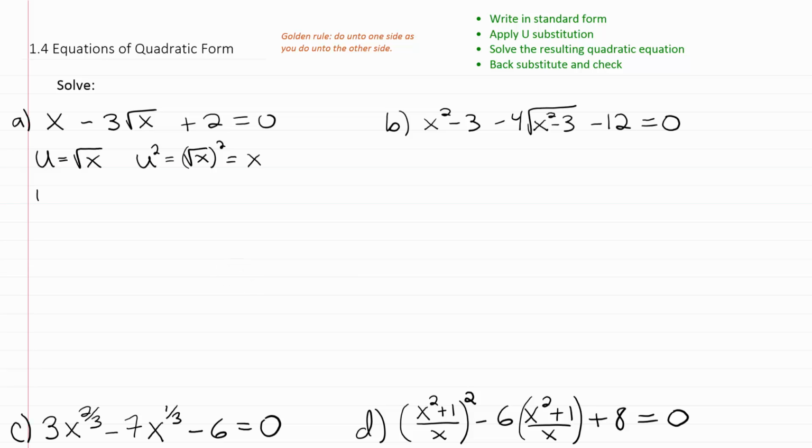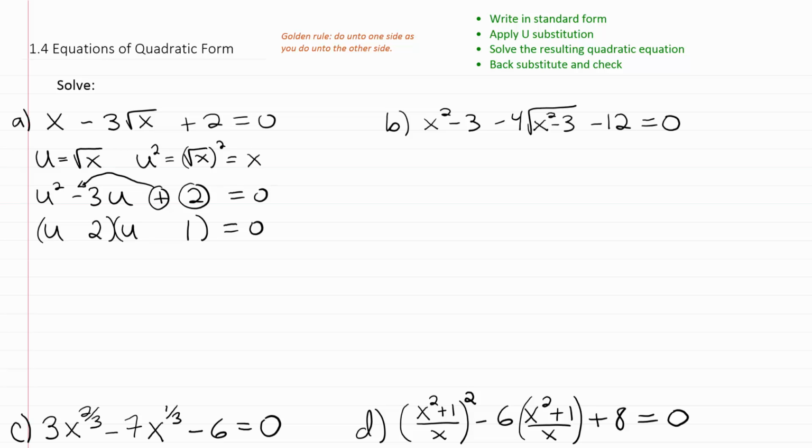So we'll end up having u squared minus 3 times u plus 2 is equal to 0. And then we can try to factor this. So we'll have u, and then factors of 2. So we'll have 2 and 1, and then they both need to be negative because the sign on the right there is positive. So that's two negatives. Okay, so that's factored. Now we have two factors that are multiplied to equal 0, so we can apply the zero factor property. So we'll have u minus 2 is equal to 0, and u minus 1 is equal to 0. Of course, that just gives you that u is 2, and that u is equal to 1.